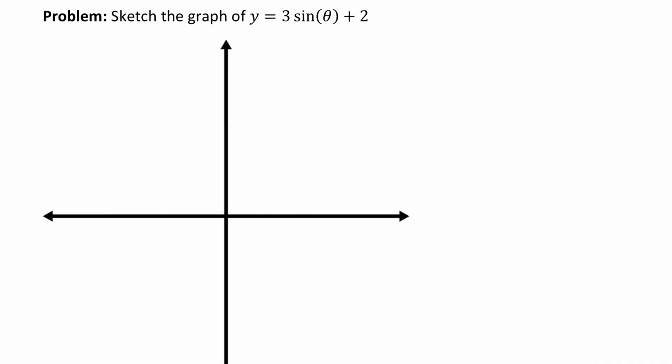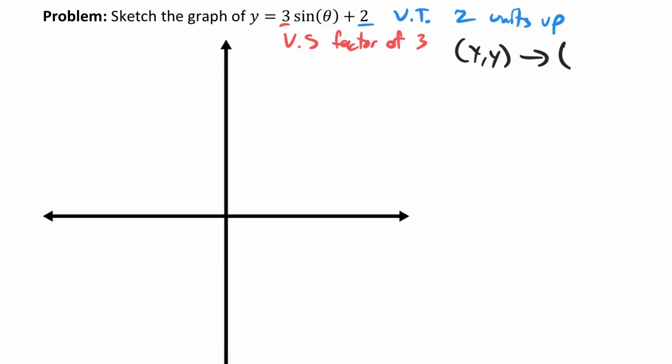Okay, so since we have a graph, we should probably start to do some transformations to it. What if we were to sketch the graph of y equals 3 sine theta plus 2? In other words, the 3 here is going to be a vertical stretch by a factor of 3. The 2 is going to be a vertical translation of 2 units up. In other words, any point we had before, x y, is going to become the same x, but the y is going to be 3 times the y and then add 2. So we have to take our y values and multiply them by 3 and add 2.